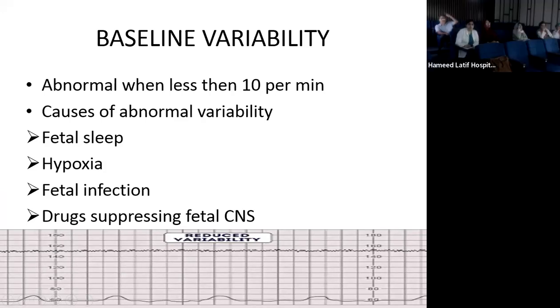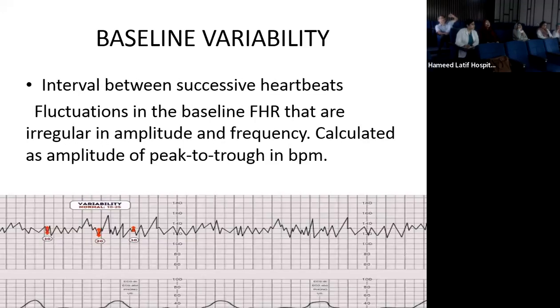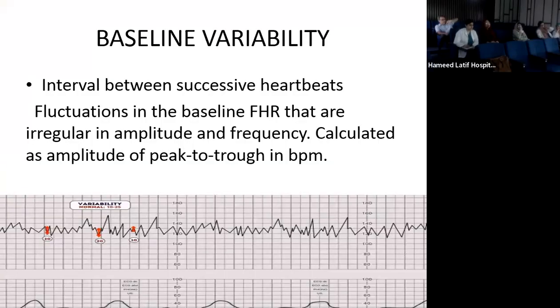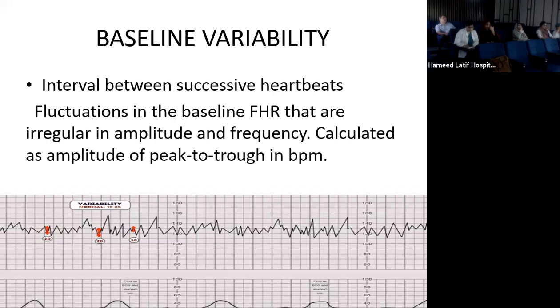Just one second. Why do you think the baseline variability is important? The variability is important. Anyone? What sort of branches of the nervous system are there? The autonomic nervous system.